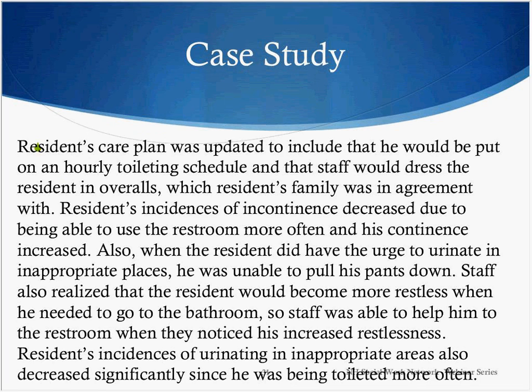Immediately, staff noticed that Mr. X's episodes of incontinence decreased and his continence increased, since he was able to void more frequently. Staff also realized that Mr. X would become more restless and anxious when he needed to go to the bathroom, since he was unable to pull down his pants independently. They were able to help him to the restroom immediately. Mr. X's incidences of urinating in inappropriate areas decreased significantly and became isolated incidents, only happening about once a month.